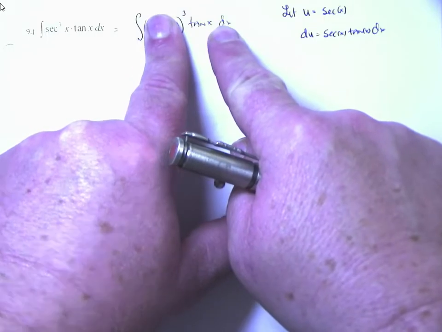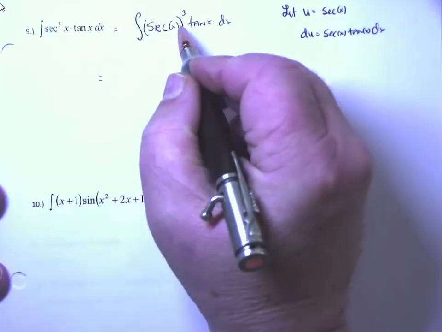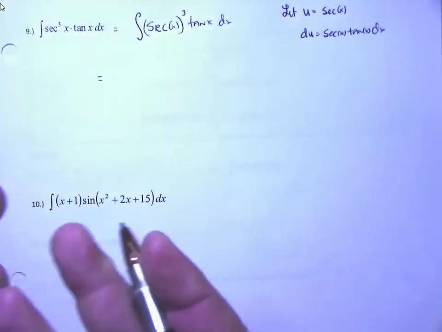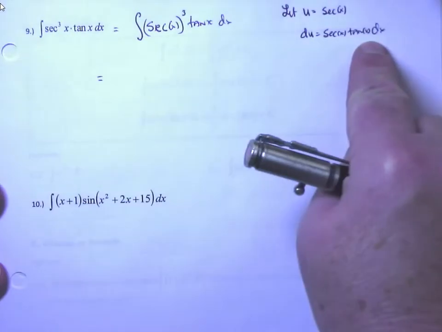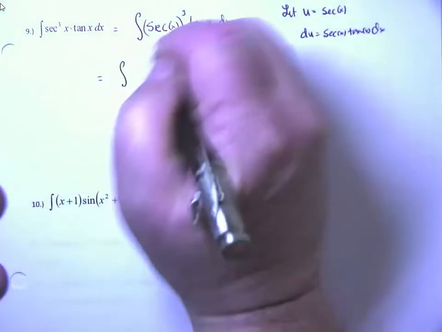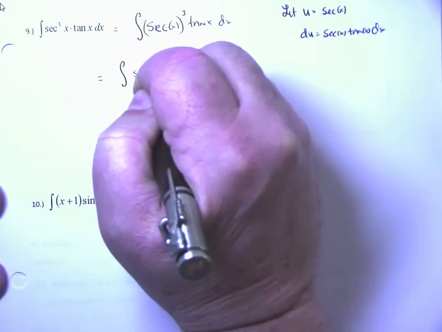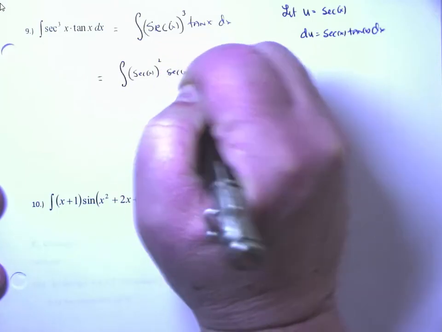So I've got to outthink the problem and do this. I need to leave one of my secants. I got secant cubed, so I got 3 of them. I need to pull one of them off so I can have it for the derivative. Does that make sense? So you got to outthink the problem. So this would be the integral, instead of secant cubed, try this one. Secant of x squared times the secant of x times tangent of x.